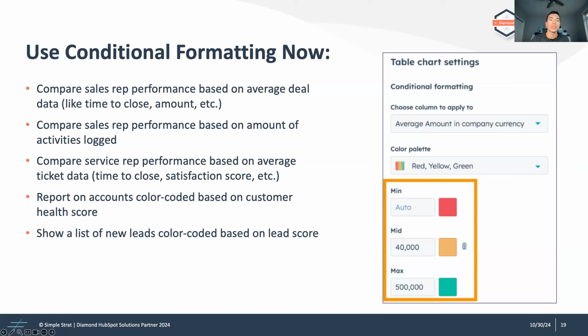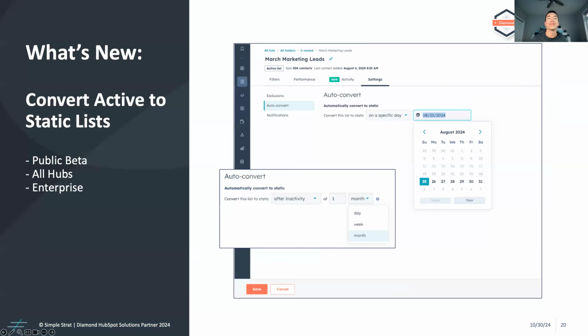So great way to turn those table reports from just a table of data into something that's more quickly actionable with that conditional formatting. Oh, and I've got one more. What surprised me, one more use case. We can show a list of deals color-coded based on their win probability. So again, helping our folks prioritize and take action on the stuff that's most likely to close most quickly. All right, that was the last one.